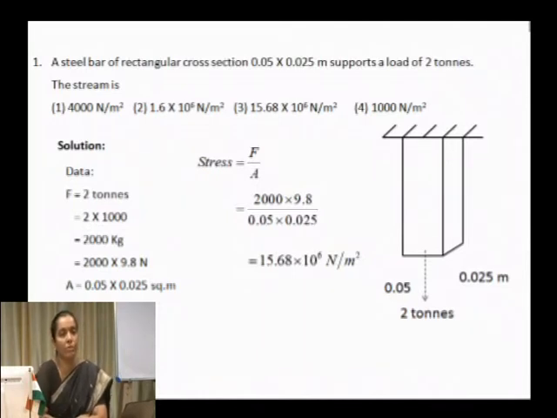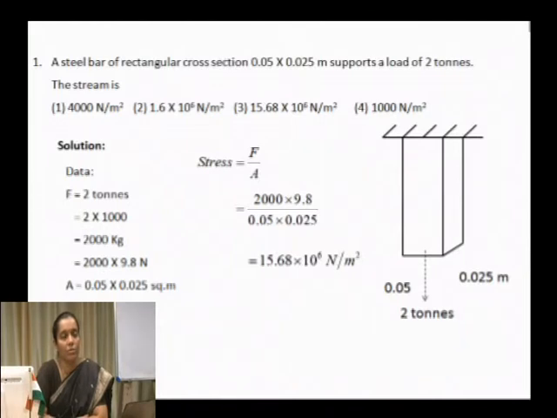Next, we will solve some problems based on the properties of solids and liquids. The first problem is: a steel bar of rectangular cross section 0.05 into 0.025 meter supports a load of 2 tons. Calculate the strain.